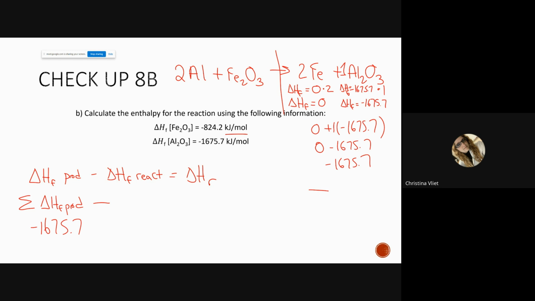Subtract the enthalpy of formations of your reactants. Can we get those numbers for the reactant side now? What's my delta HF of aluminum? 0.